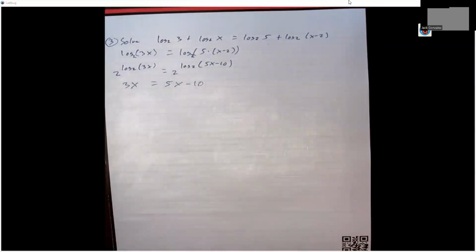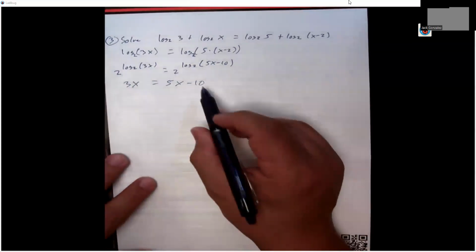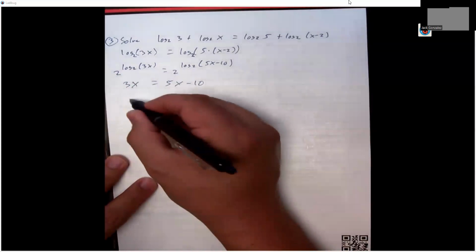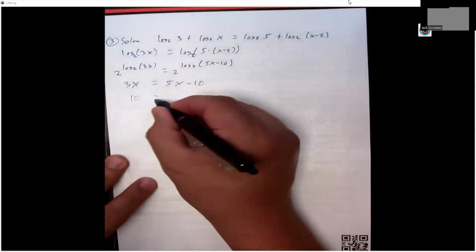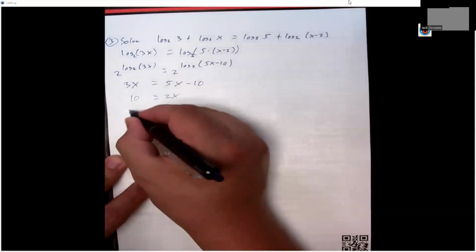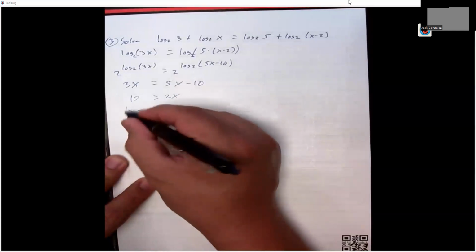So at that point, just solve for x, right? Move the 10 over, move 3 over. That'll give us this. So x is 5.